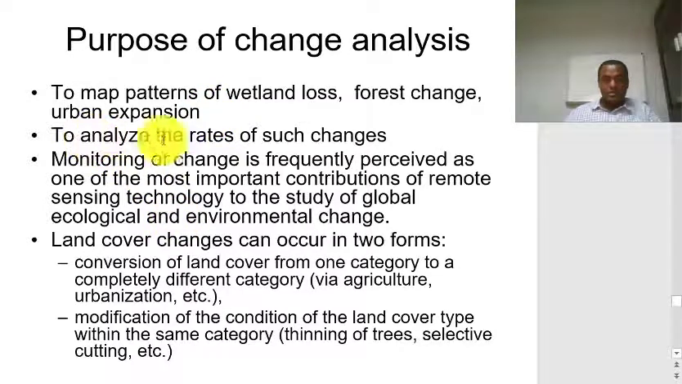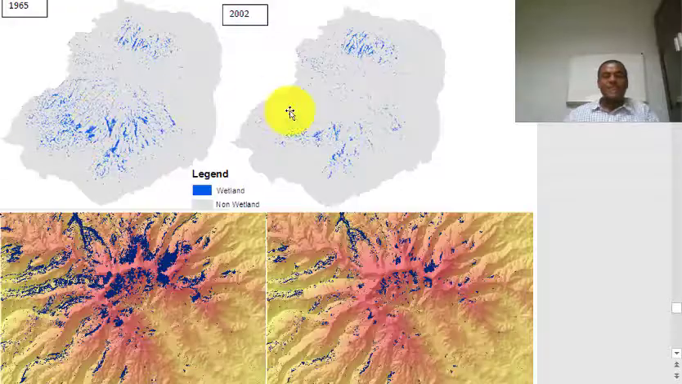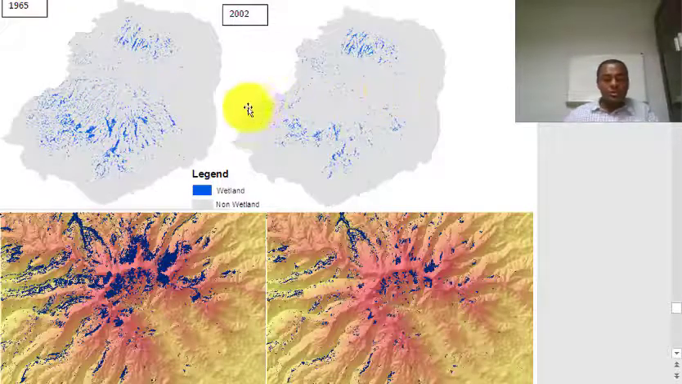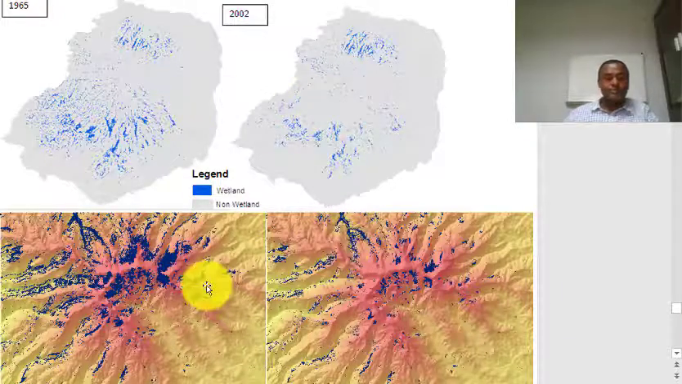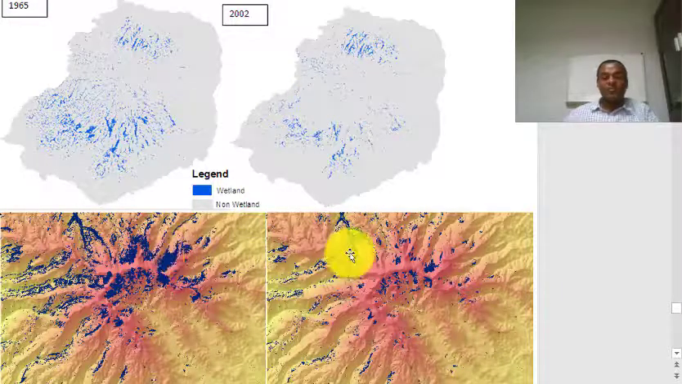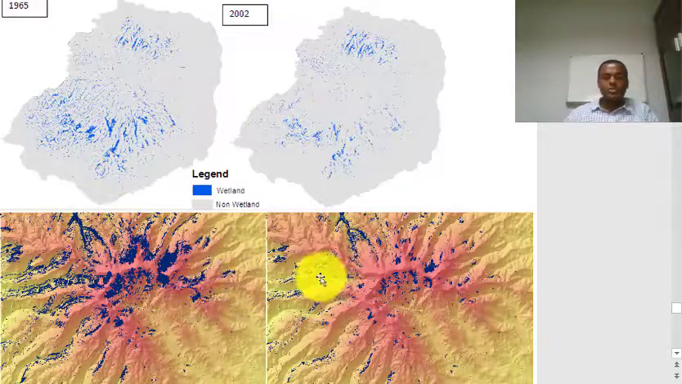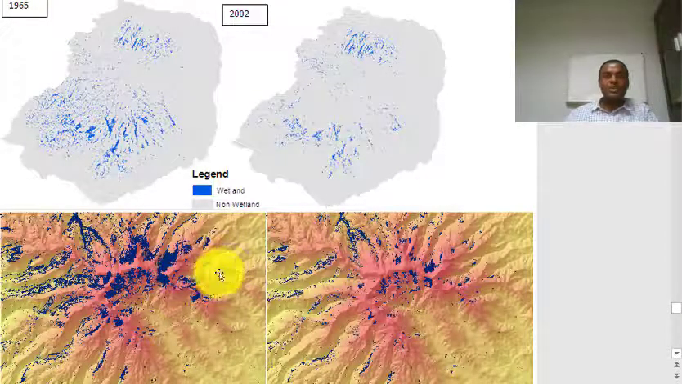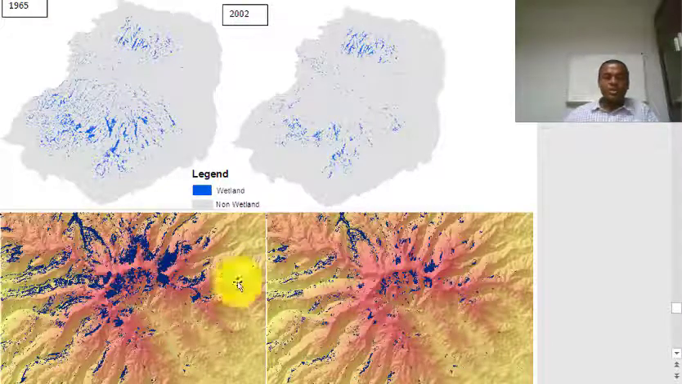The second reason is to analyze the rate of such change. Is urbanization rapid or slow? Is wetland loss rapid or slow? Is the forest change rapid or slow? So the rate of change can also be calculated through change analysis. Change can be monitored. So these are the two issues. These are some examples of wetland change or wetland loss and forest loss. You can develop this type of map in order to see whether our environment is degrading or improving.